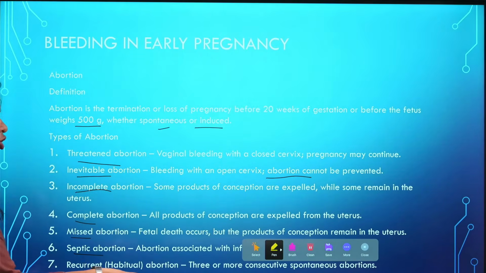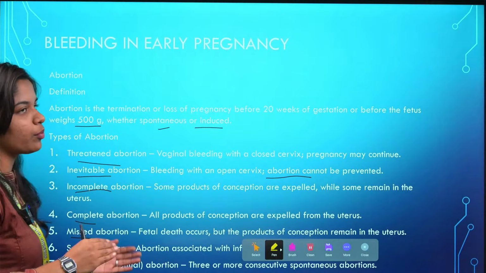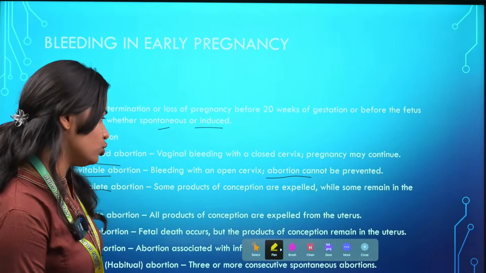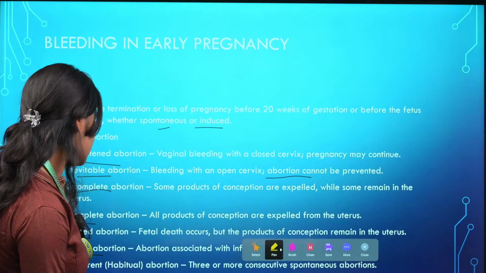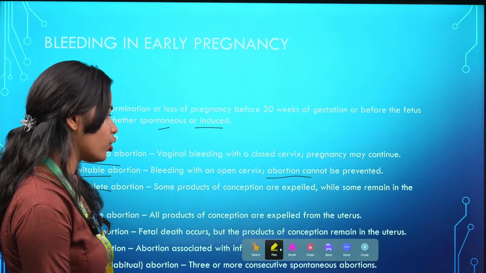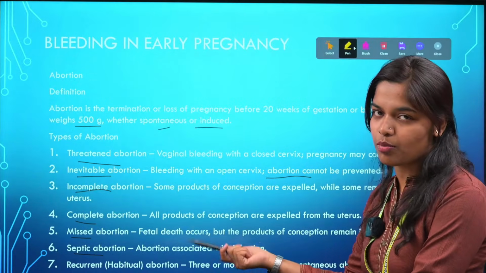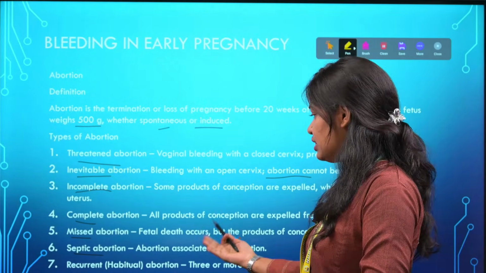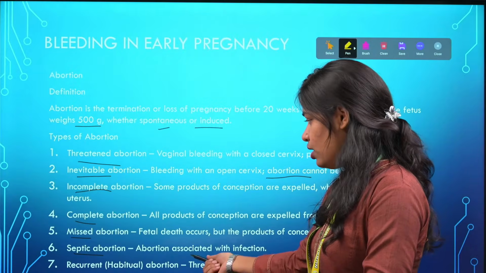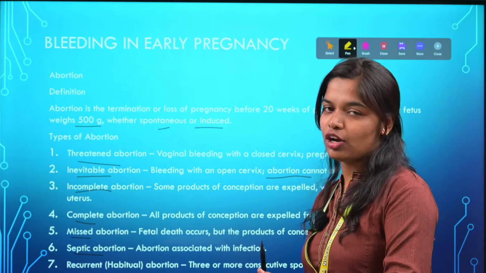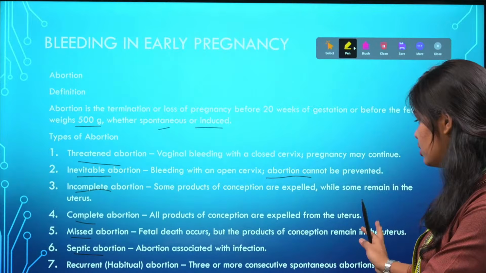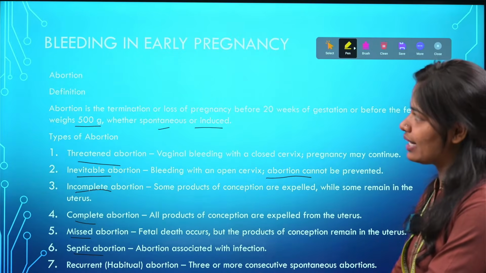Complete abortion means all the products of conception are expelled from the uterus. Then missed abortion means fetal death occurs but the products of conception remain in the uterus. Septic abortion means abortion due to infection. Recurrent abortion means three or more abortions occurring spontaneously. These are the types of abortion.